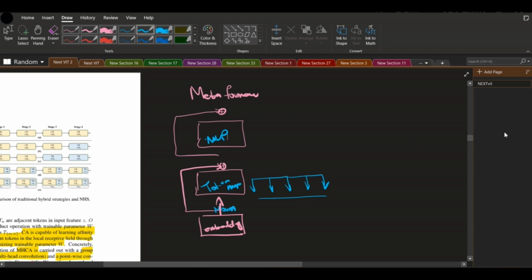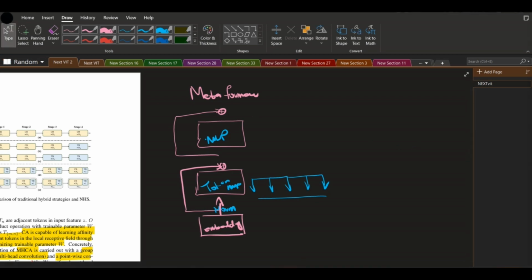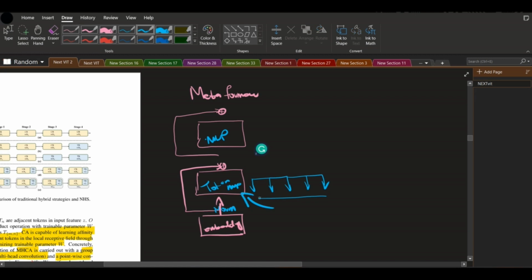So we have varied different types of MetaFormer architecture. What happened is that this token mixer could be an attention mechanism, right? It could be a spatial multi-layer perceptron. It could be a pooling, right? Then we pass this towards a norm. Then we have the channel multi-layer perceptron, like so.